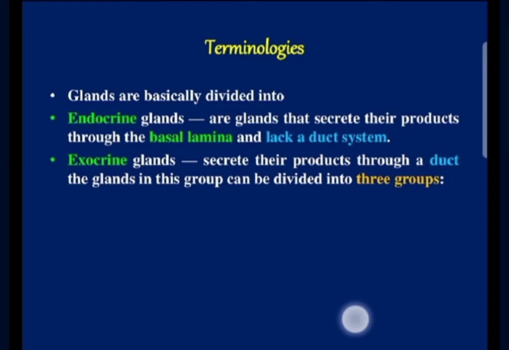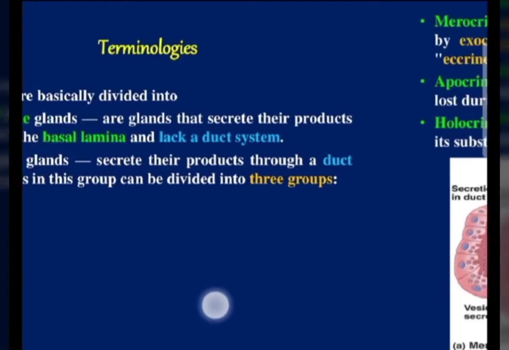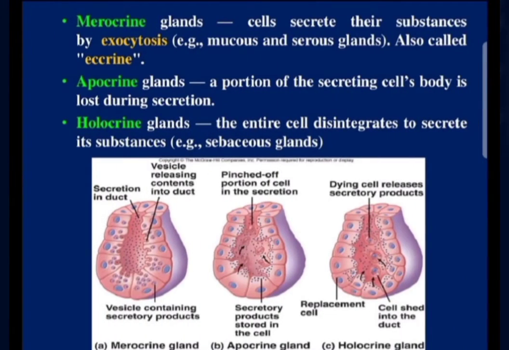And exocrine glands are the glands of external secretion. They secrete their products through a duct. The glands in this group can be divided into three groups. There are merocrine glands, the apocrine glands, and the holocrine glands.